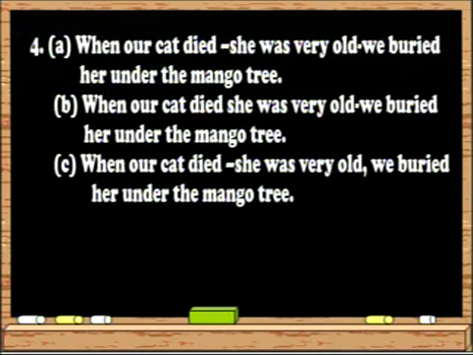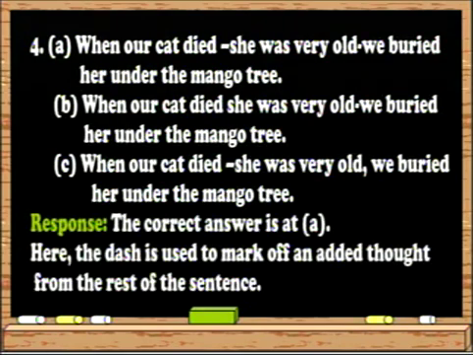When our cat died, she was very old. We buried her under the mango tree. When our cat died, she was very old—we buried her under the mango tree. When our cat died—she was very old, we buried her under the mango tree. The correct answer is A. Here, the dash is used to mark off an added thought from the rest of the sentence.